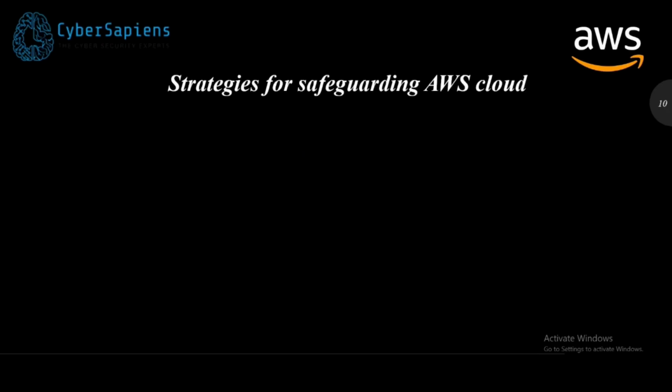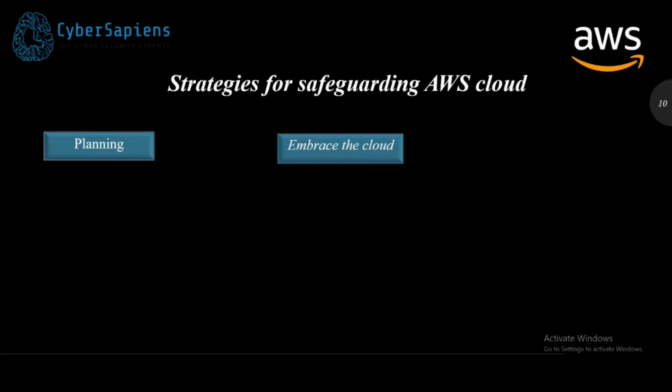So then let's discuss the last topic, strategies for safeguarding AWS. First is planning. We have to define business objectives, compliance requirements, and threat models before migrating to AWS. Use the AWS Well-Architected Tool to assess workloads and embed security controls from the outset. Embrace the cloud. Leverage AWS native security capabilities like IAM, VPC, security groups, KMS, Shield, WAF, Inspector, and GuardDuty. Use them early and often to establish a robust security foundation.